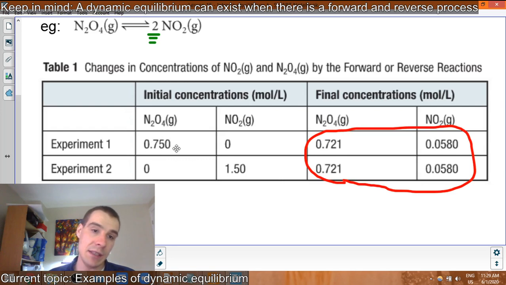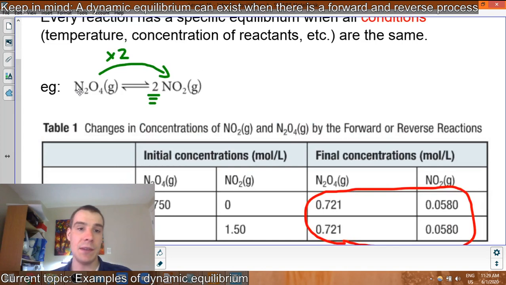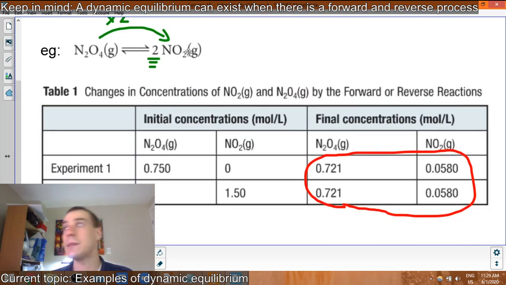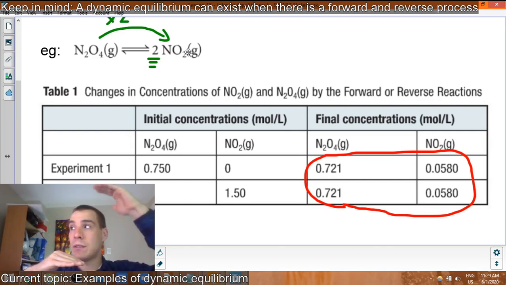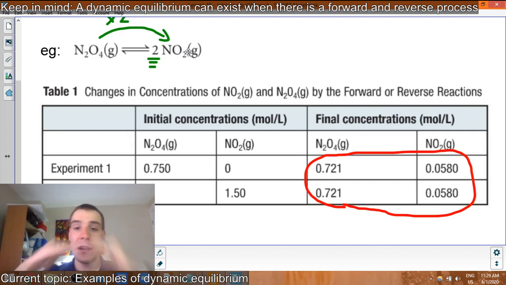All right, this one starts with 0.75 moles per liter. This one starts with 1.5 moles per liter. This one needs to be twice as much because there's two of them. That's why there's the 1.5 there. But if you start with everything NO2 or everything N2O4, you end up with the same final concentrations, because when you start with all products, the reverse rate is very quick. When you start with all reactants, the forward rate is very quick, but eventually they're going to equalize, right? It's either like this or it's like this, but they're going to get to that same rate. Notice that it's not equal, it's at equilibrium.